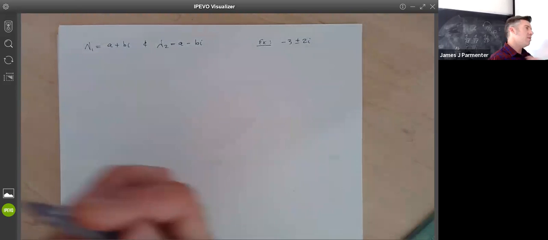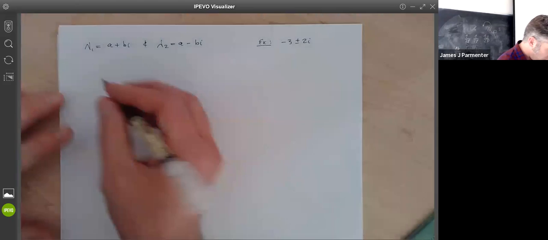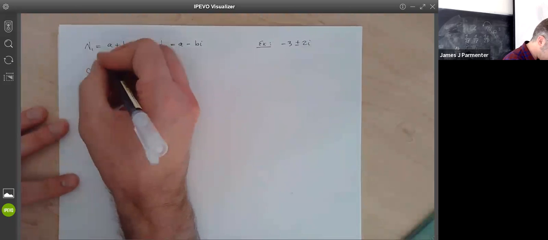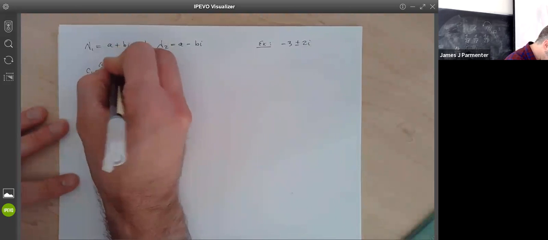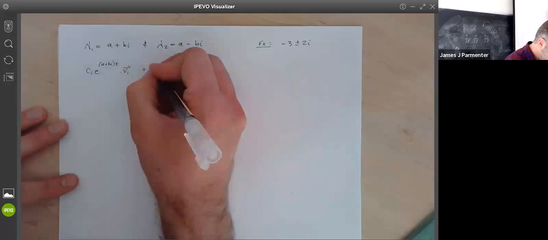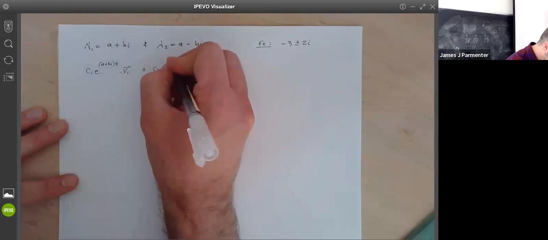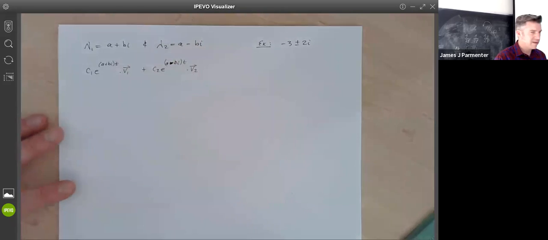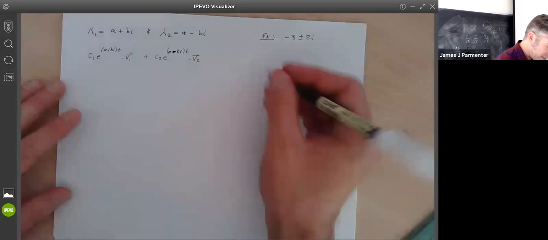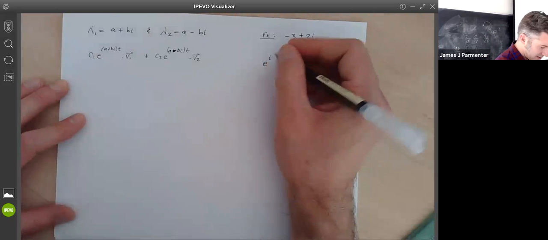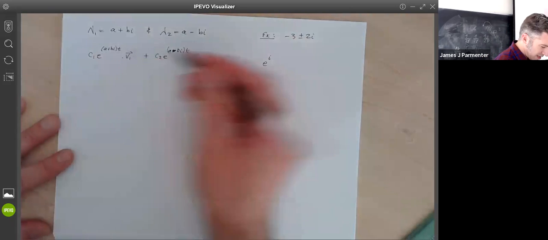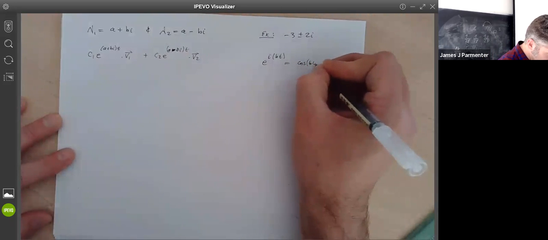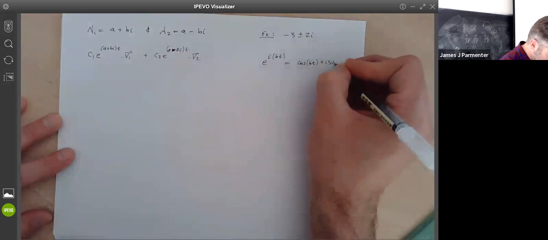Oh, there's one other thing I need to say. So when you're doing your solution, which is C1 e to the lambda1, so that's a plus bi times t, times v1, plus C2 e to the a minus bi times t, times v2, there's this whole equation that's kind of wonky, which is that e to the i times, well, in this case, times bt, is equal to cosine of bt plus i times sine of bt.